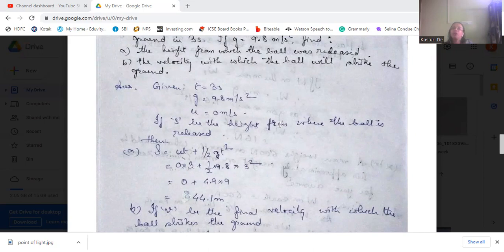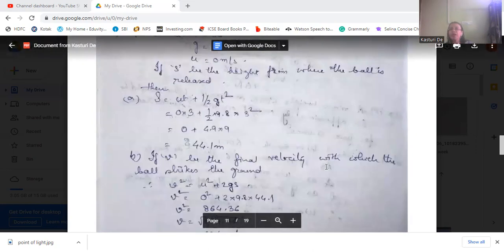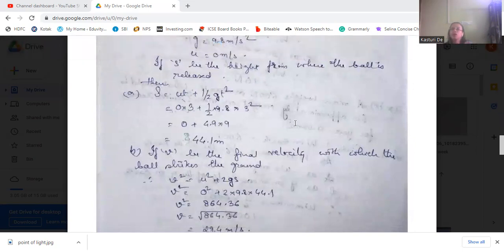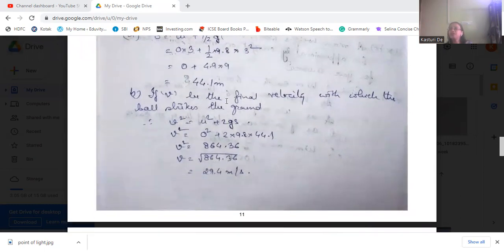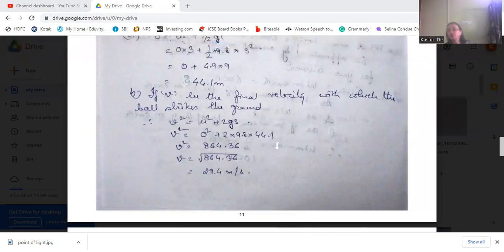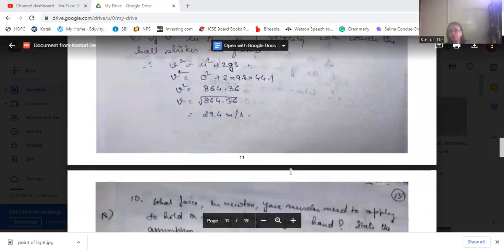Now s is the height from where the ball is being released. So we use the formula s is equal to ut plus half gt square. Substituting the values, that is 0 into 3 plus half into 9.8 into 3 square, so we get 44.1 meters. Now, if v is the final velocity with which the ball strikes the ground, then v square is equal to u square plus 2gs. So v square is equal to 0 plus 2 into 9.8 into 44.1. So v will be equal to 29.4 meter per second.